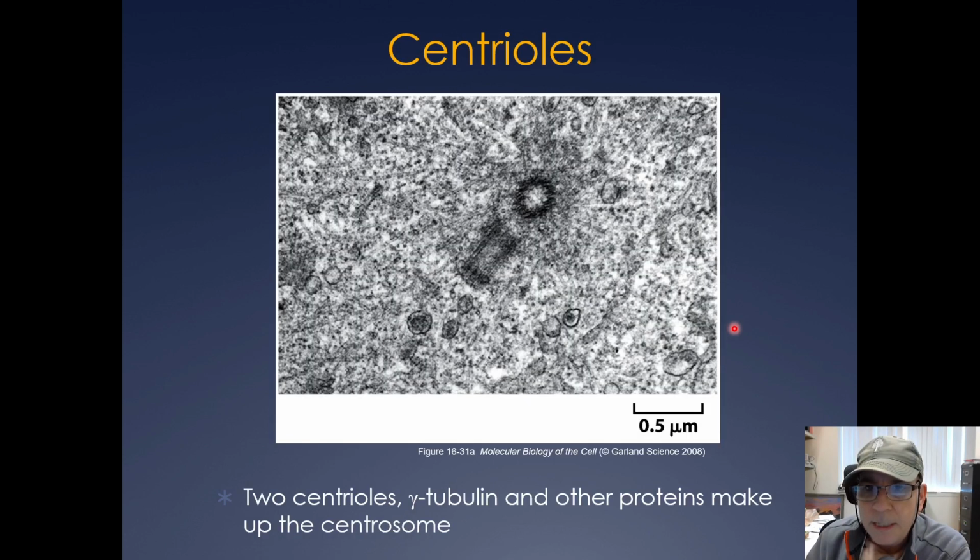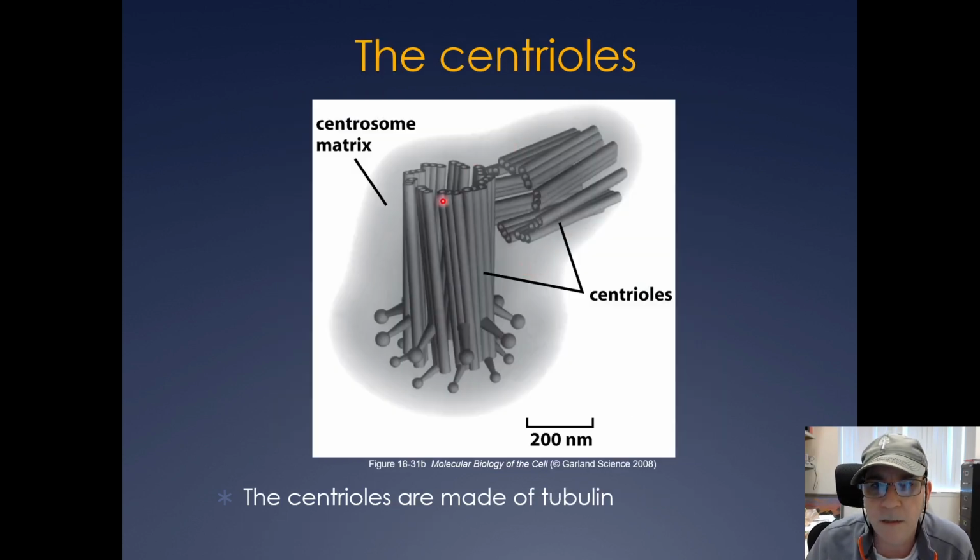If you want to see a nice EM of the centrioles, here's what they look like. And they're basically made up of gamma tubulin as well, and other proteins. And when we cover the cell cycle, it's not really understood how these replicate and divide, but it's an interesting question that remains in science. But here's just a really pretty EM of the centrioles. And if you want to see what they look like, they're these basically tubule structures that look like this, and they're all made up of tubulin.